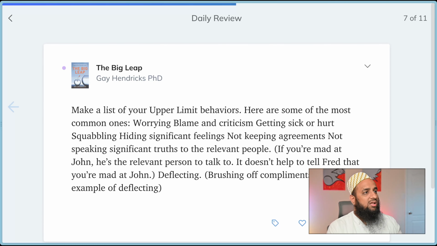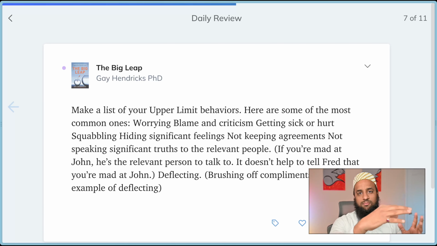Let's move on. This is from the book The Big Leap. Make a list of your upper limit behaviors. Here are some of the most common ones: worrying, blame, and criticism, getting sick or hurt, squabbling, hiding significant feelings, not keeping agreements, not speaking significant truths to the relevant people. If you're mad at John, he's the relevant person to talk to. It doesn't help to tell Fred that you're mad at John. Deflecting, brushing off compliments is a good example of deflecting.